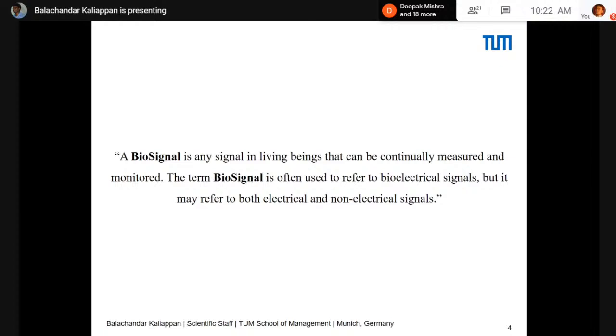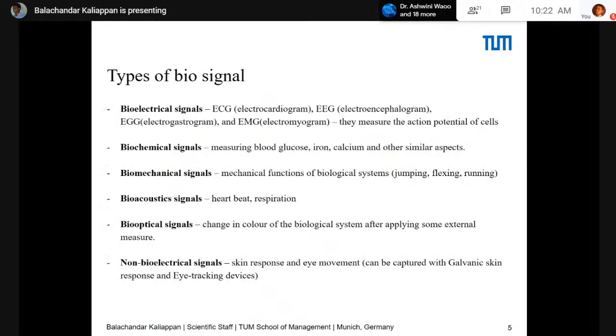If you really understand, biosignals can be categorized into two: electric signals and non-electric signals, and both of them are really necessary to understand. Okay, and there are different types of biosignals, even if you look from the broader category. What I mentioned earlier is the bioelectric signal.